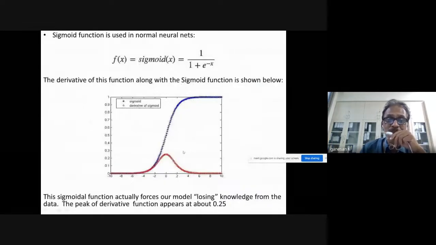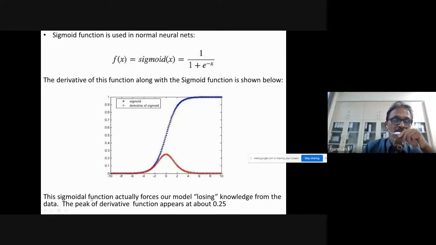And hence, this was the problem which people had never noticed, and hence the neural networks failed. Most of the neural network applications were not able to generate the expected output. So the sigmoidal function actually forces our model to lose knowledge from the data, because the peak of the derivative function always appears close to 0.25.